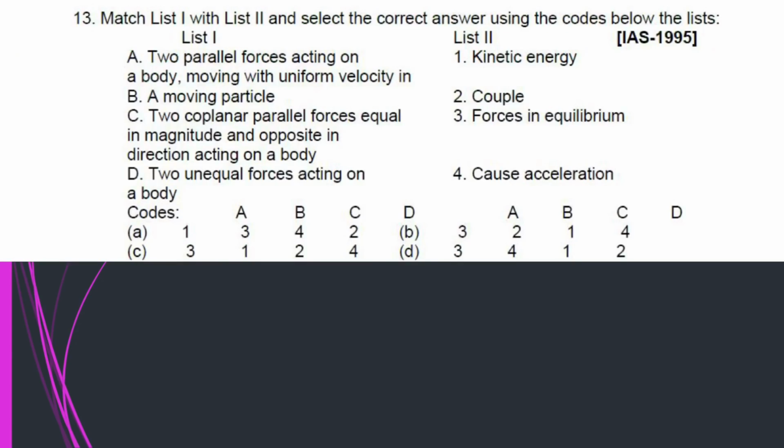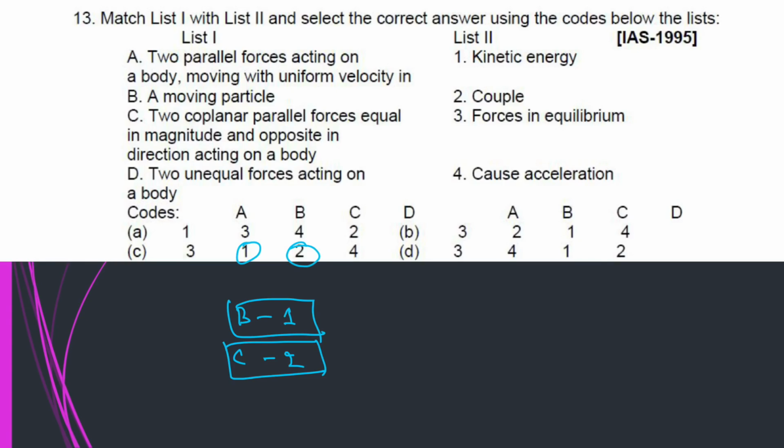List 1 and list 2 matching. Two parallel forces acting on a body moving with uniform velocity. First we will take B1, a moving particle. It should have kinetic energy, so fix B with 1. Then two coplanar forces equal in magnitude and opposite in direction means they will form a couple. So C you fix with 2, B you fix with 1. Then from the options we have to check C with 2 and B with 1.